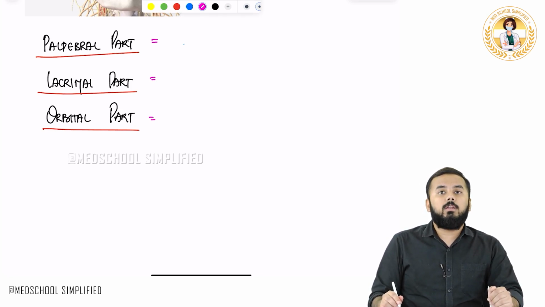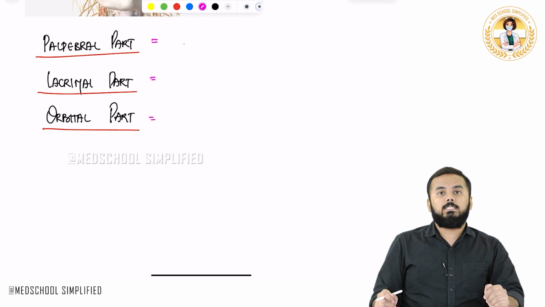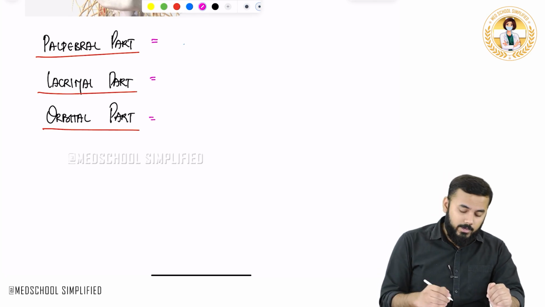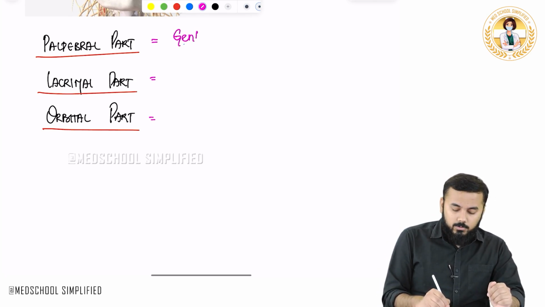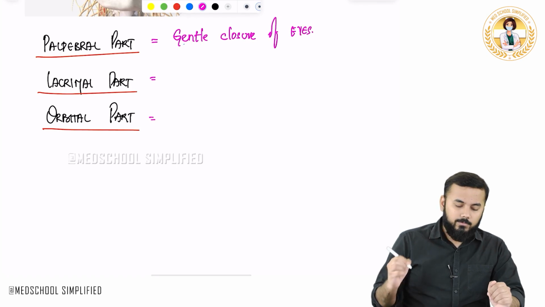First important thing is that palpebral part. What is the palpebral part useful for? Palpebral part is useful for gentle closure of the eyes. See, for example, if I wanted to close my eyes, I am closing my eyes like this. So this is called gentle closure of my eyes. So this closure is called as tight closure of my eyes. So if I am closing like this, this is called as a gentle closure of my eyes. So it is responsible for the gentle closure of your eyes. Okay.